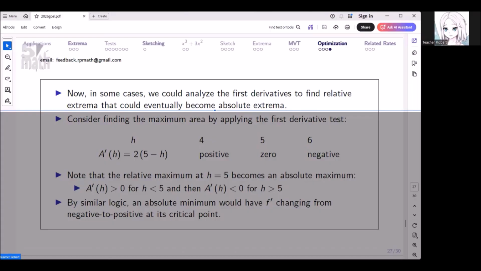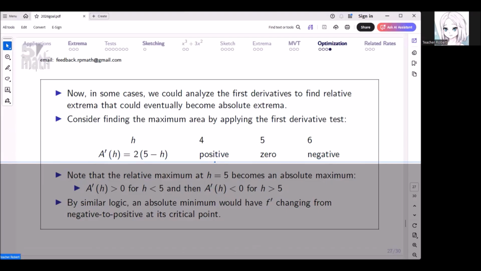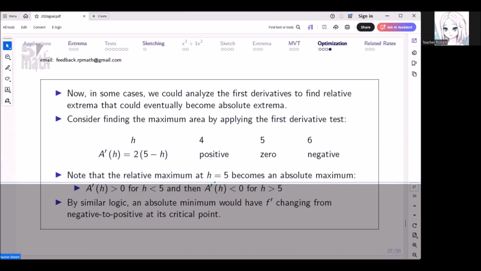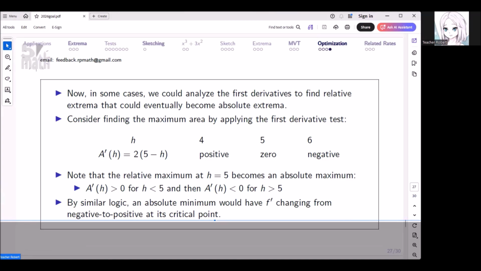Now, in some cases, we could analyze the first derivatives to find relative extrema that could eventually become absolute extrema. Consider finding the maximum area by applying the first derivative test. We have the following. Note that the relative maximum at h equals 5 becomes an absolute maximum. A prime of h greater than 0 for h less than 5, and A prime of h less than 0 for h greater than 5. By similar logic, an absolute minimum would have f prime changing from negative to positive at its critical point.